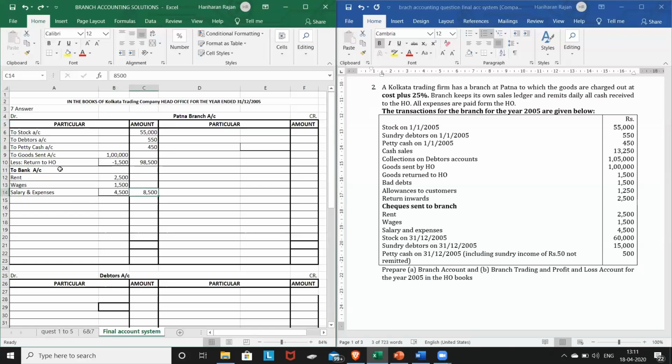So we are also receiving money to the head office. That is, there is a cash sales which has taken place by the branch, which has to be sent to the head office. Collection on debtors is 1,05,000. So by bank together, it is 1,18,250.